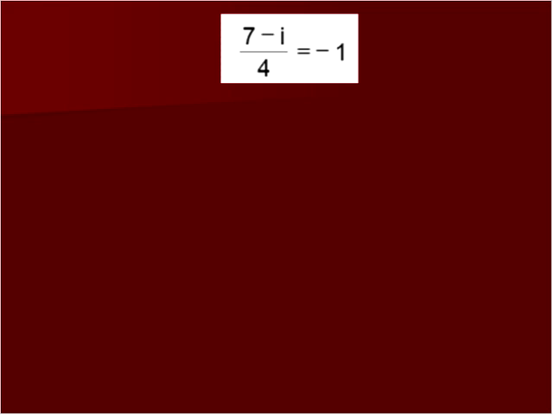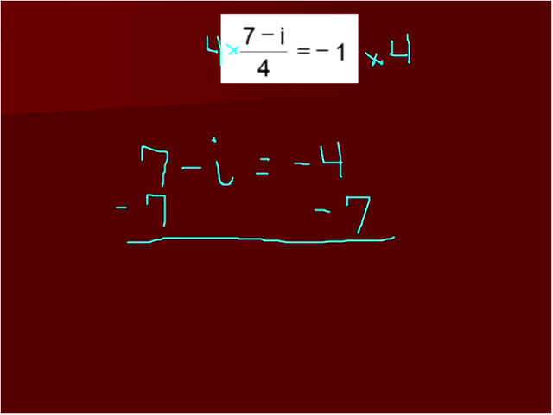Alright, next my goal is to get I by itself, so I do need to get rid of that fraction of dividing by 4. So the opposite of dividing by 4 is multiplying by 4. So I'm going to do that on both sides. When I multiply both sides by 4, I'm left with 7 minus I equals negative 1 times 4, which is just negative 4. I am then going to subtract 7 from both sides so that I can work on getting that I by itself. When I subtract 7, I'm left with a negative I equals a negative 11, because negative 4 minus 7 is negative 11.